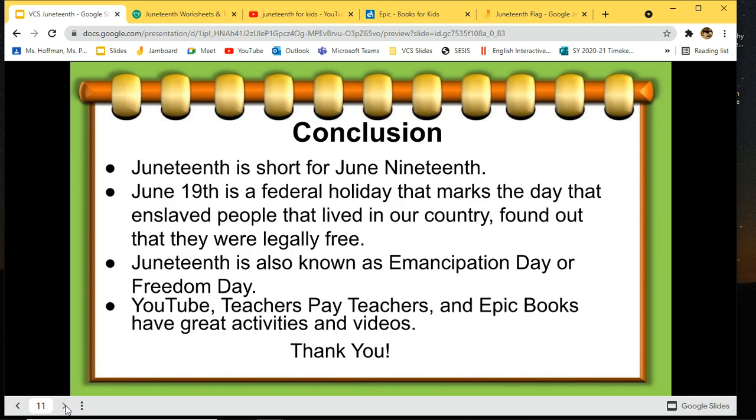In conclusion, Juneteenth is short for June 19th. June 19th is now a federal holiday that marks the day enslaved people that lived in our country found out that they were legally free. Juneteenth is also known as Emancipation Day or Freedom Day. YouTube, Teachers Pay Teachers, and Epic Books have great activities and videos to assist with you learning and teaching about Juneteenth.